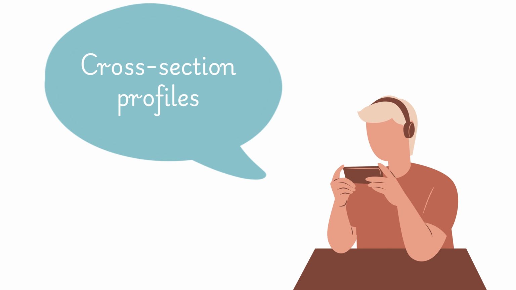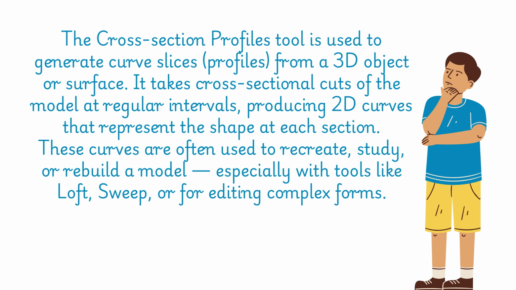Cross-Section Profiles. The Cross-Section Profiles tool is used to generate curved slice profiles from a 3D object or surface. It takes cross-sectional cuts of the model at regular intervals, producing 2D curves that represent the shape at each section. These curves are often used to recreate, study, or rebuild a model, especially with tools like Loft, Sweep, or for editing complex forms.